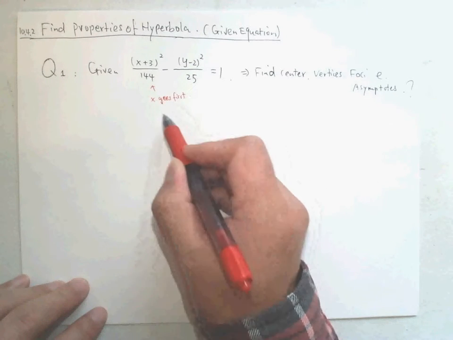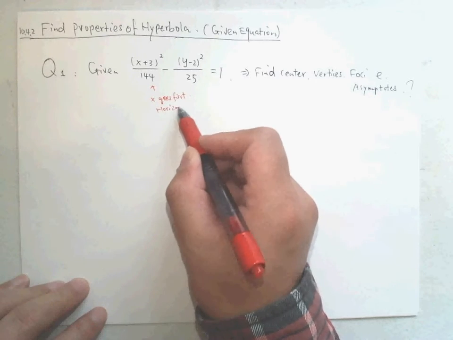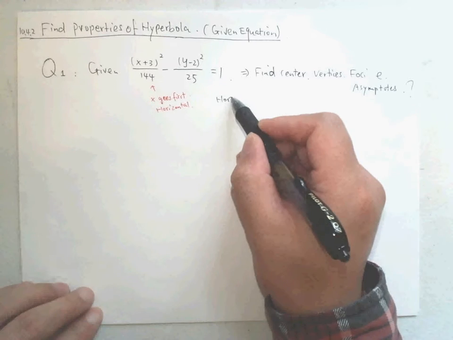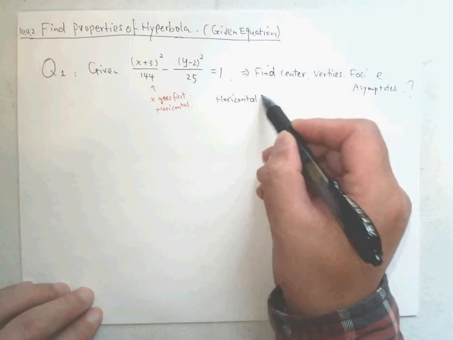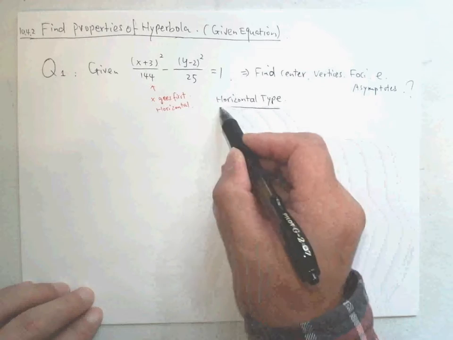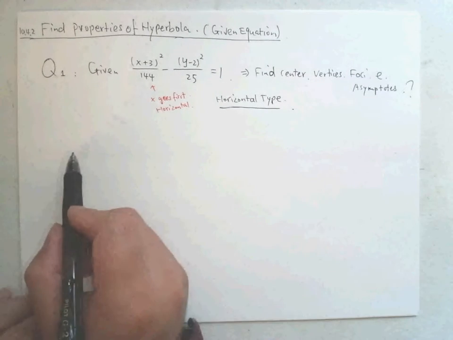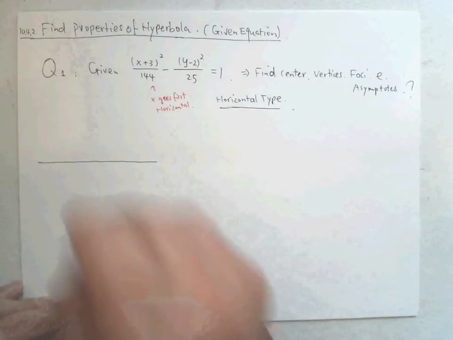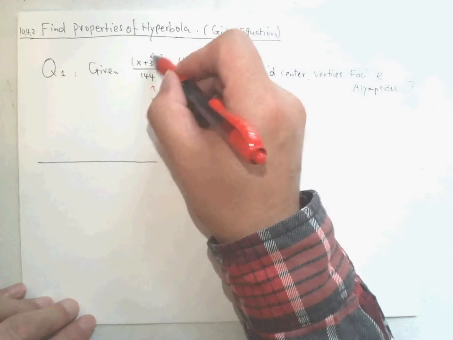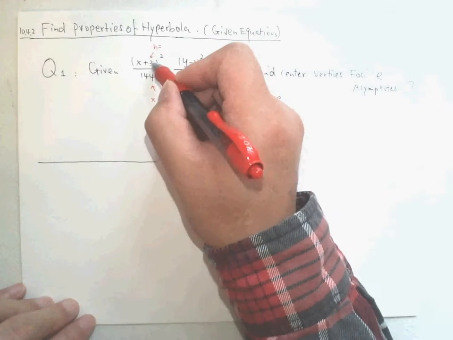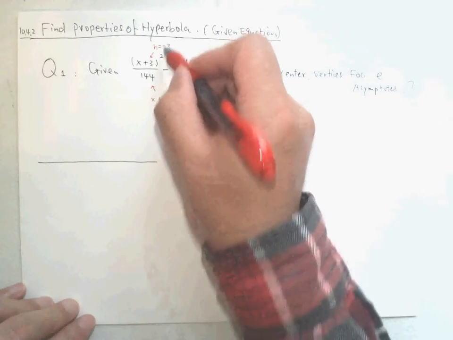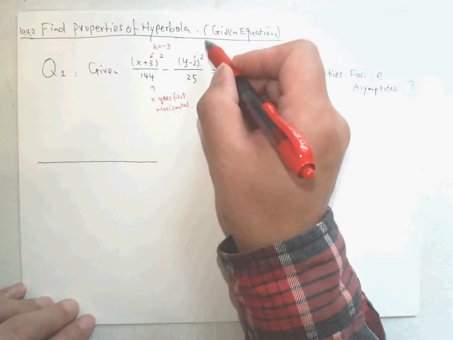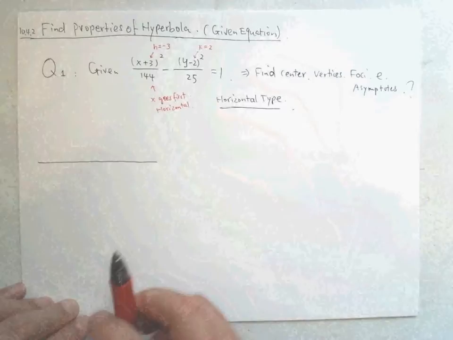Horizontal type. Why do we need to know this? Once we know this, we can draw the basic graph. Where is the center? We can find it. h is the opposite of 3 because it is x minus h, so h is negative 3. The opposite of negative 2 is 2, so k equals 2. So we found the center.